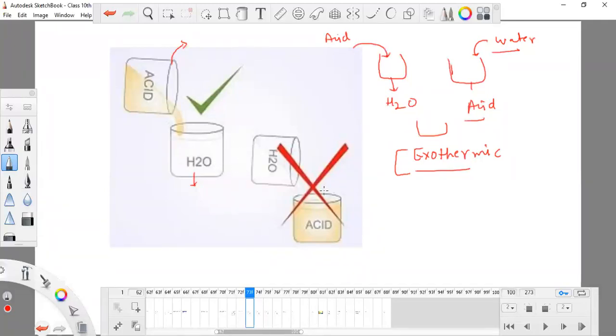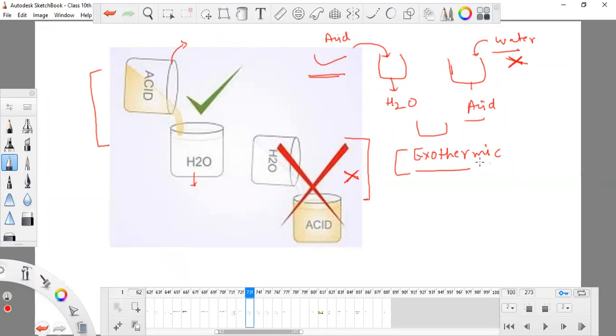So remember that this method is wrong. We should not add water to acid. Okay, we should not add water to acid. Rather than this, we have to add acid to water. Now why is this reaction not good and this reaction appropriate, while we are doing the same thing, diluting an acid?